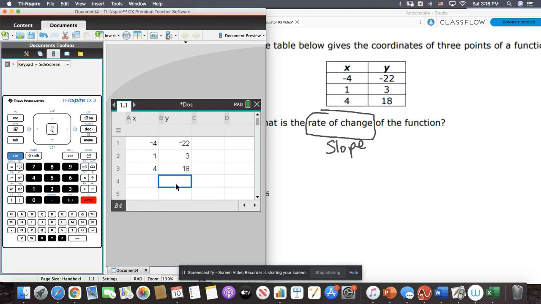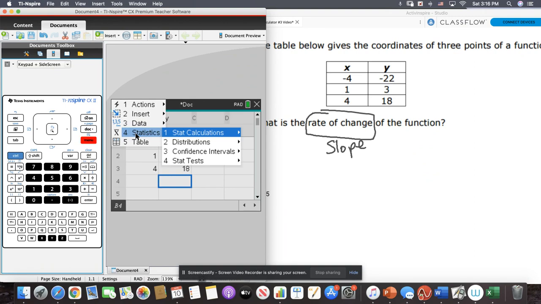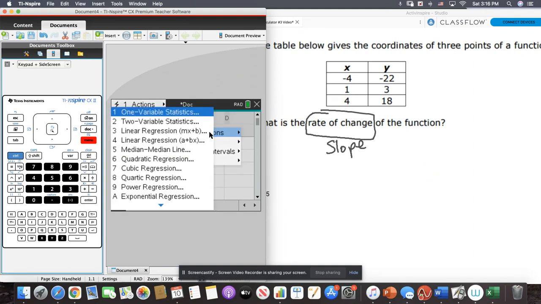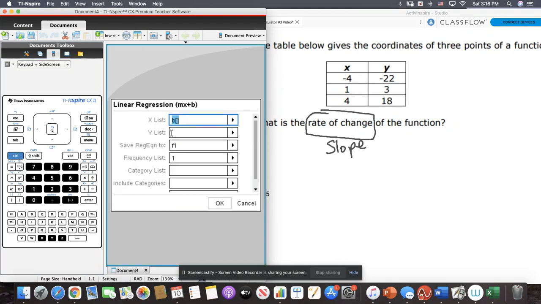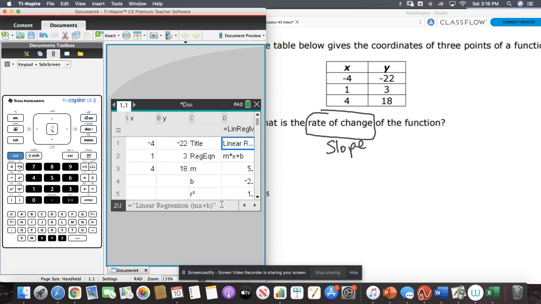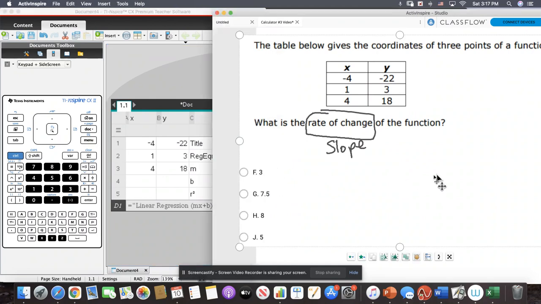Again, my blue squares outside of my data set. Menu, statistics, stat calculations. Again, it's asking me for slope. Slope is always a line, so that's a linear regression. This is the X. We called that one X, and we called that one Y. Click OK. And here's my M. My slope, or my rate of change, is 5. So the correct answer is J.